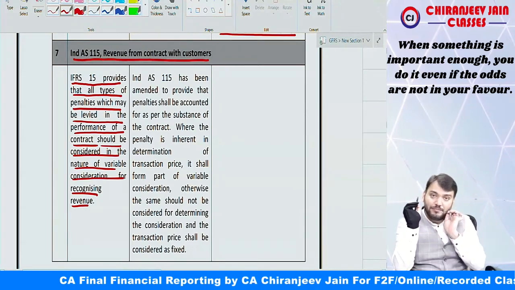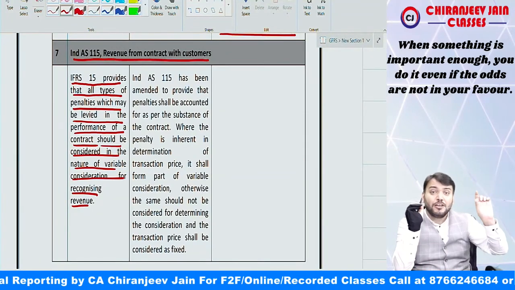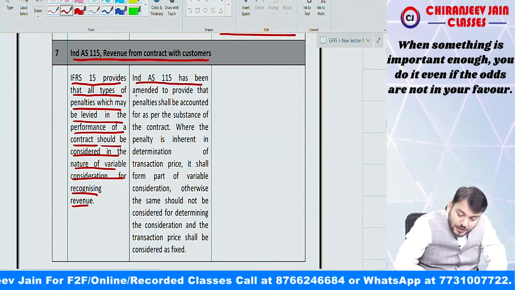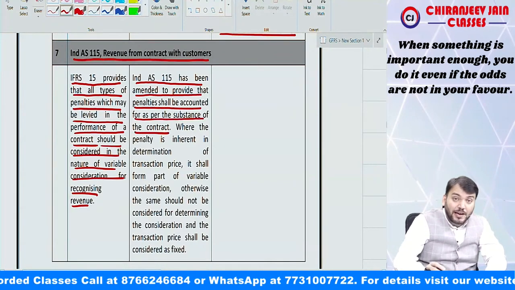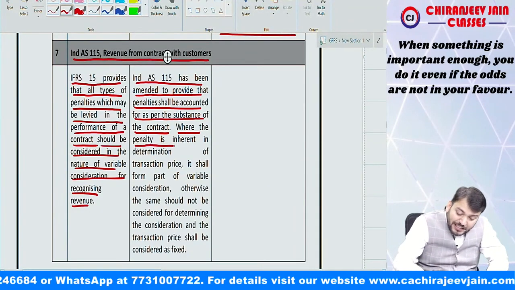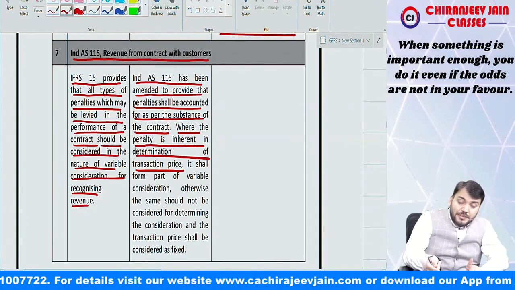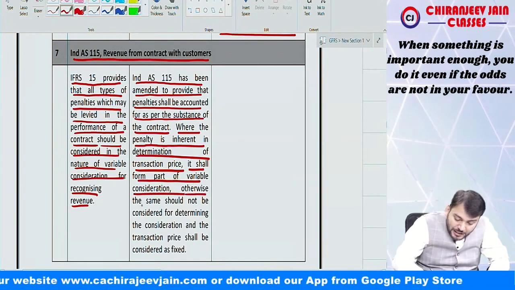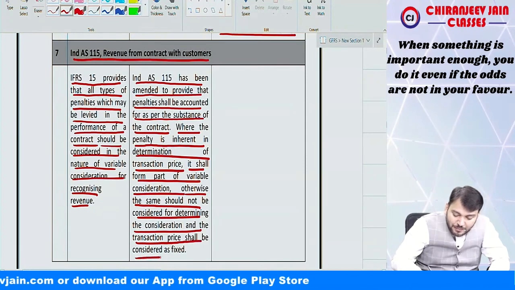Means any type of penalty should be considered as variable consideration, and for variable consideration we do some estimation to calculate transaction price, if you remember. Yes, sir. But Ind AS 115 has been amended to provide that penalties shall be accounted for as per the substance or the nature of the contract. When the penalty is inherent in determination of transaction price, it shall form part of variable consideration. Otherwise, same should not be considered for determining the consideration, and transaction price shall be considered as fixed.